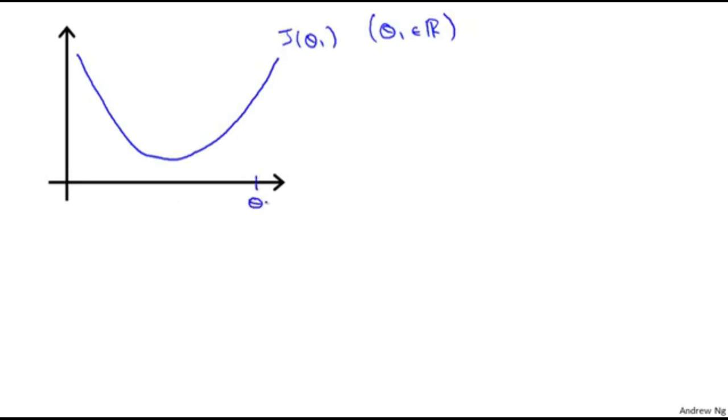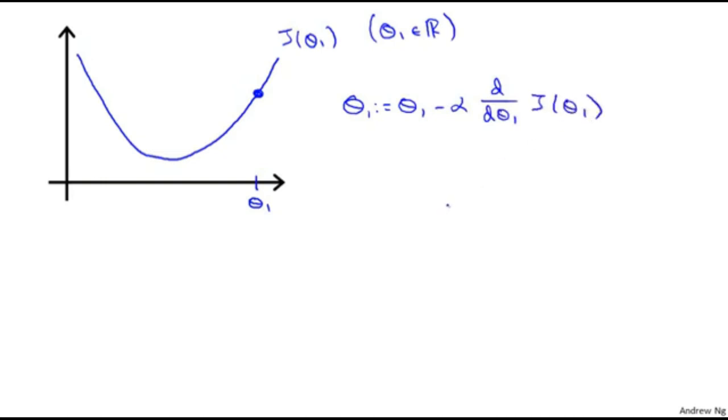So let's say here's my function J of theta 1, where theta 1 is a real number. Now, let's say I've initialized gradient descent with theta 1 at this location. So imagine that we start off at that point on my function. What gradient descent will do is update theta 1 as theta 1 minus alpha times d/d theta 1 of J of theta 1.